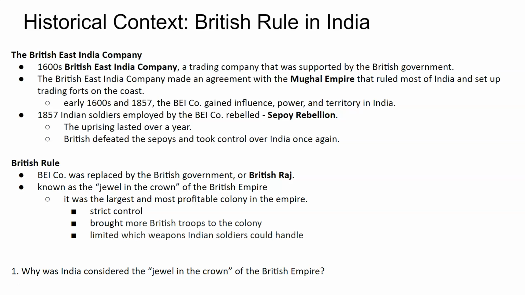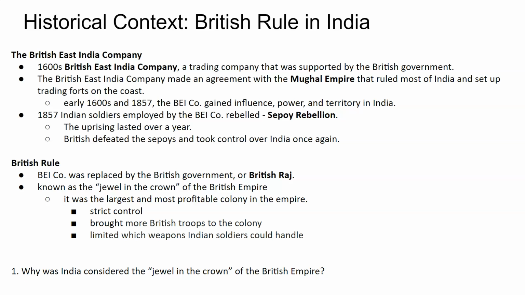So here's essentially the background, the historical context in text form, as opposed to the images that I just showed you. So the British East India Company was founded in the 1600s. It's a trading company that supported the British government. The British East India Company made an agreement with the Mughal Empire that ruled most of India and set up trading forts on the coast.